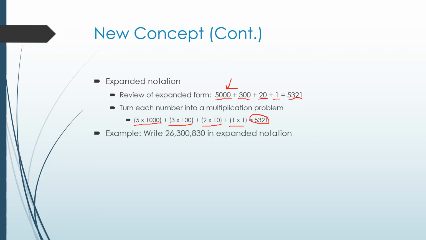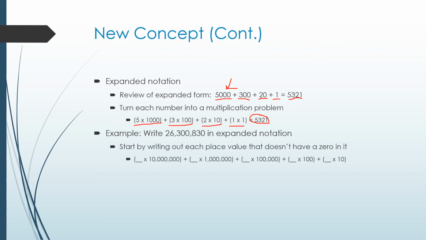So here's another example. If we were going to write 26,300,830 in expanded notation, this is what it would look like. We start out by writing each place value that doesn't have a 0 in it. So I just put all those place values out there. The 10 millions place has a 2, the millions place has a 6, the 100,000s has a 3, the hundreds has an 8, and the tens has a 3.